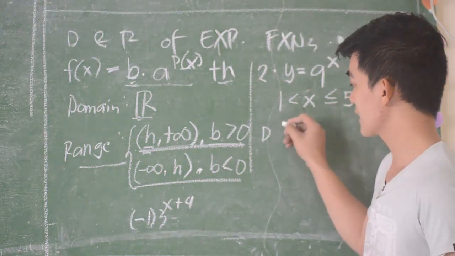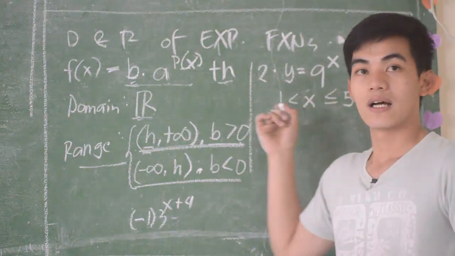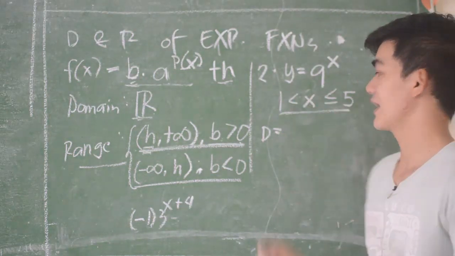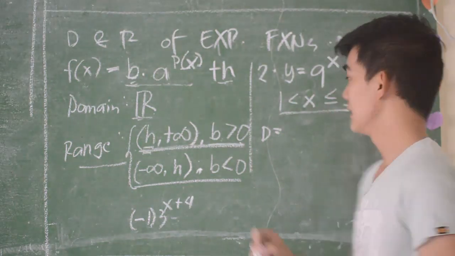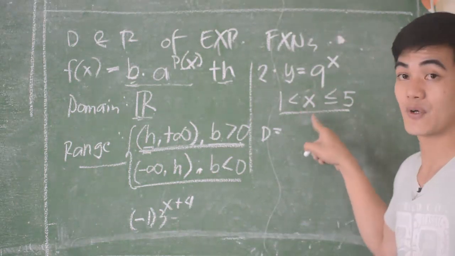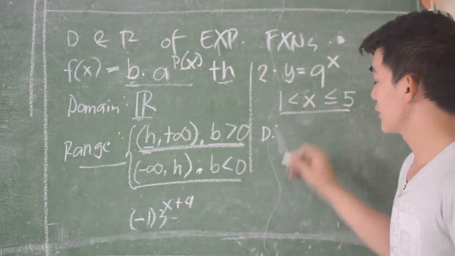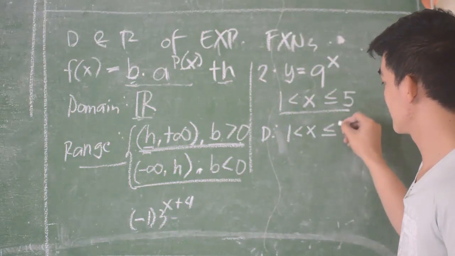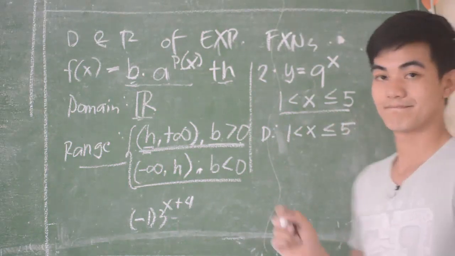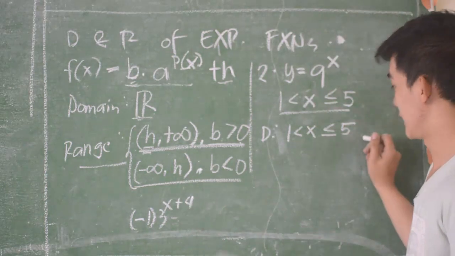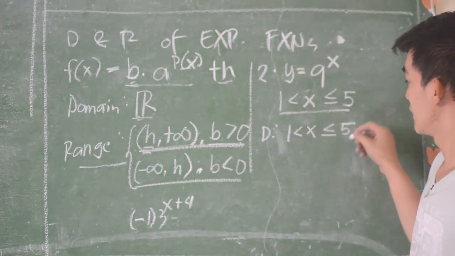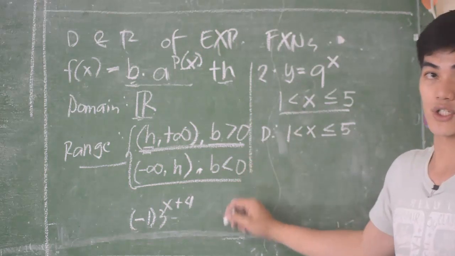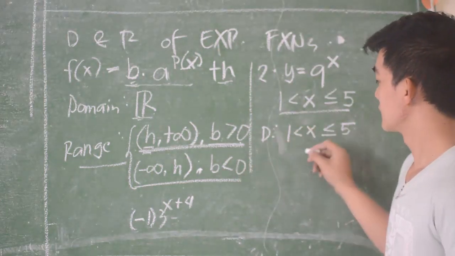So, again, yung domain nito, class, kanina walang mga ganito, di ba? Pero ngayon may ganito na. Ibig sabihin, may restrictions na yung ating domain. So, since ganyan, ibig sabihin, ito na mismo yung ating domain. So, you can simply copy that one kasi nga may restriction. And of course, you can write that one in set builder notation na, yan.